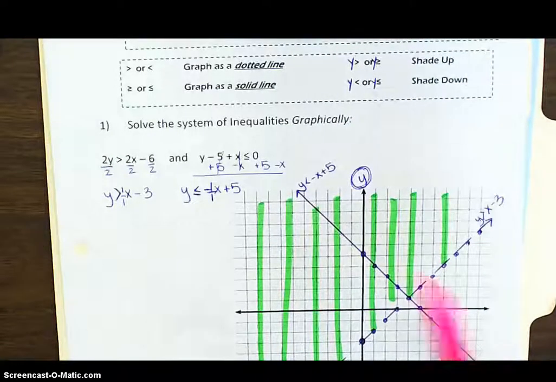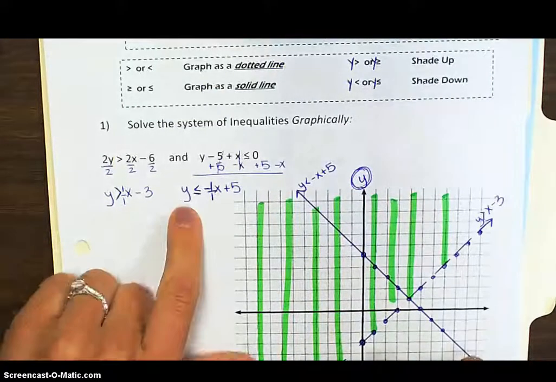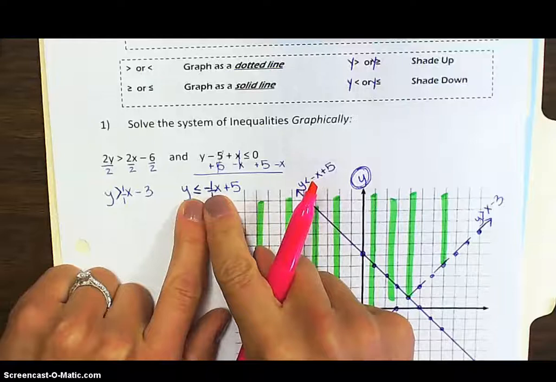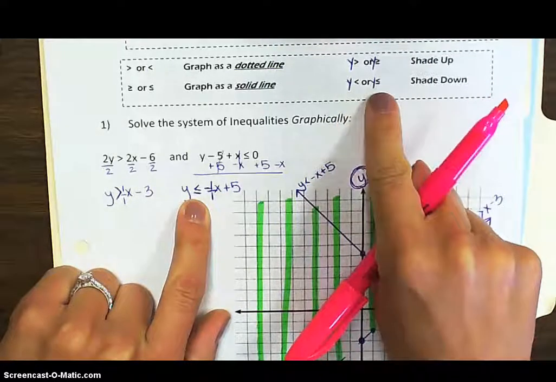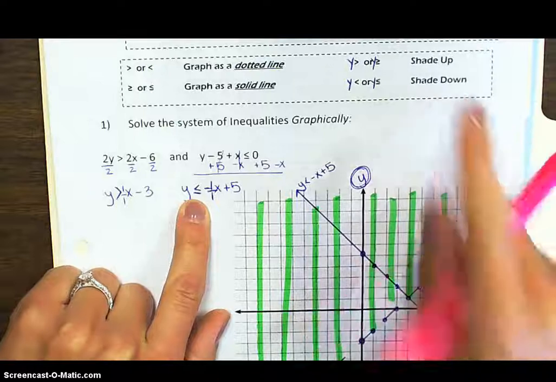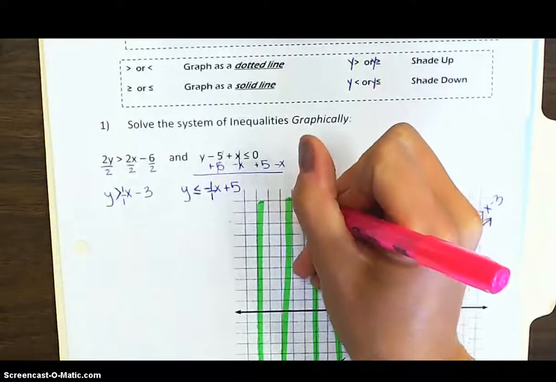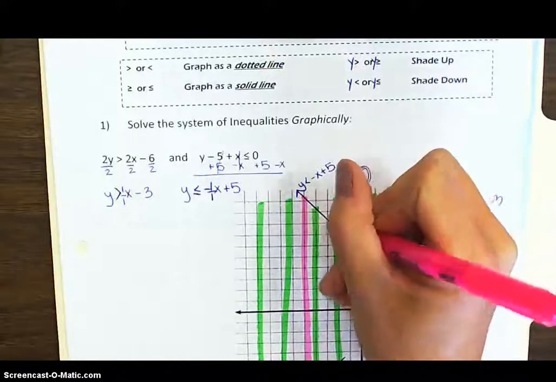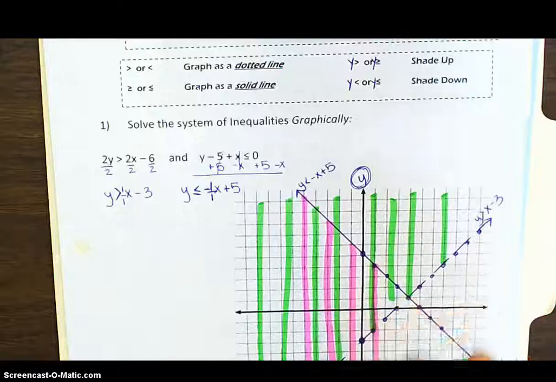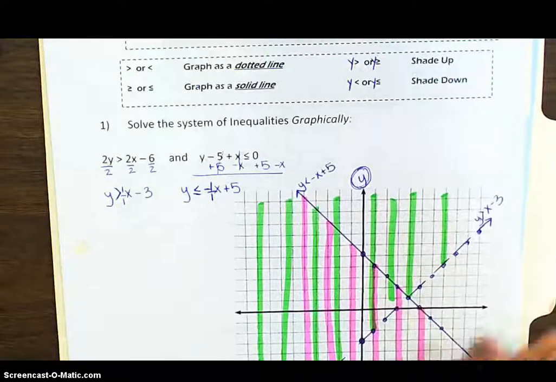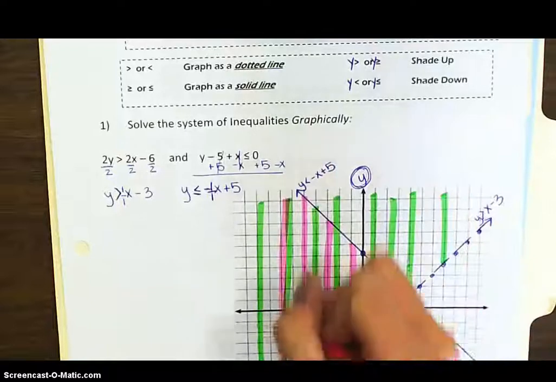So now I'm going to take my second color and we're going to shade. This time I see y is less than or equal to, and then the equation. So if y is less than, that matches the second one, so we're going to shade down. We're going to take our highlighter, place it on the line, and go down. On the line and go down. Which means it would also be here.